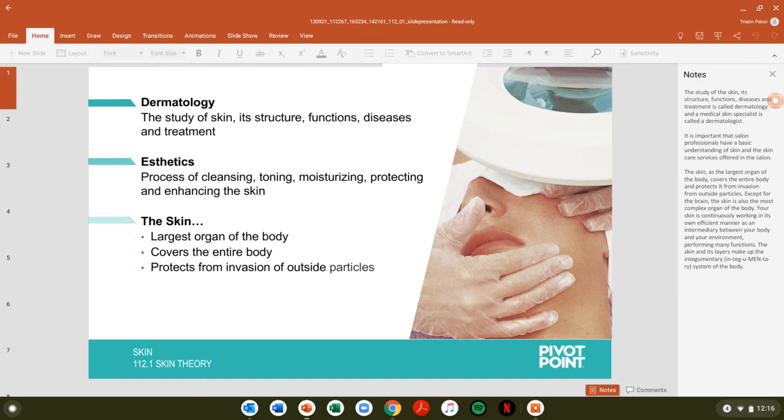Your skin, again, largest organ, it covers your entire body and it protects from invasion of outside particles. So it is your protective layer.